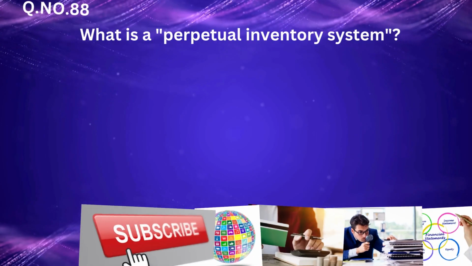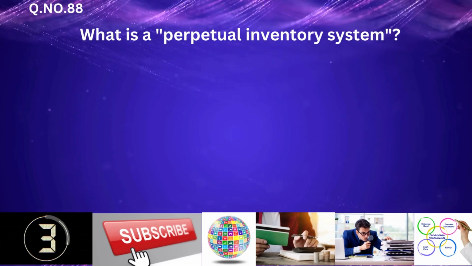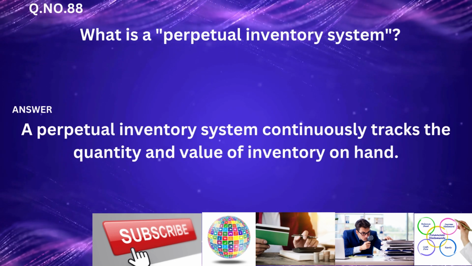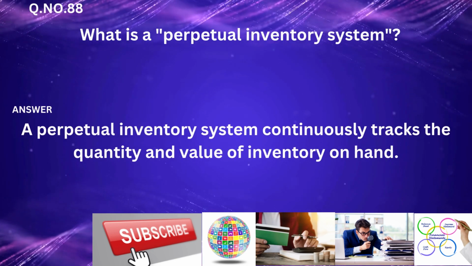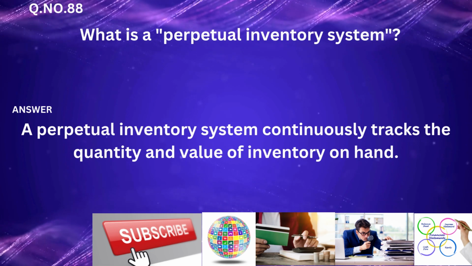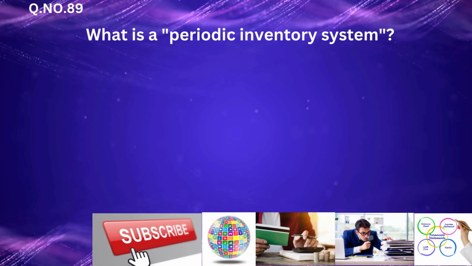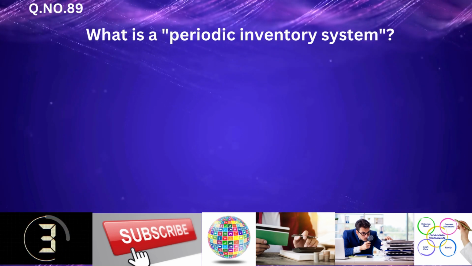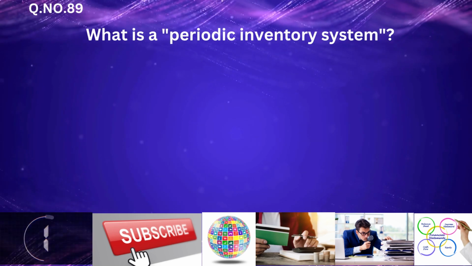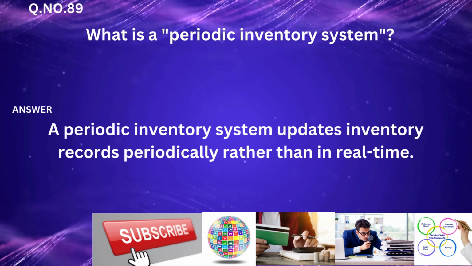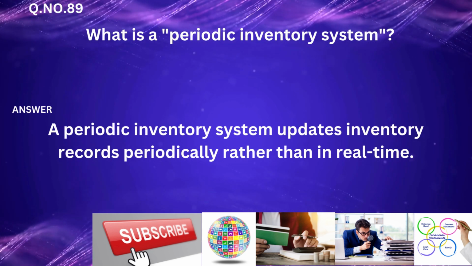Question 97. What is the direct cost of a product? Answer: direct costs are expenses directly attributed to the production of a specific product or service. Question 98. What is the indirect cost of a product? Answer: indirect costs are expenses not directly tied to a specific product but necessary for overall production.